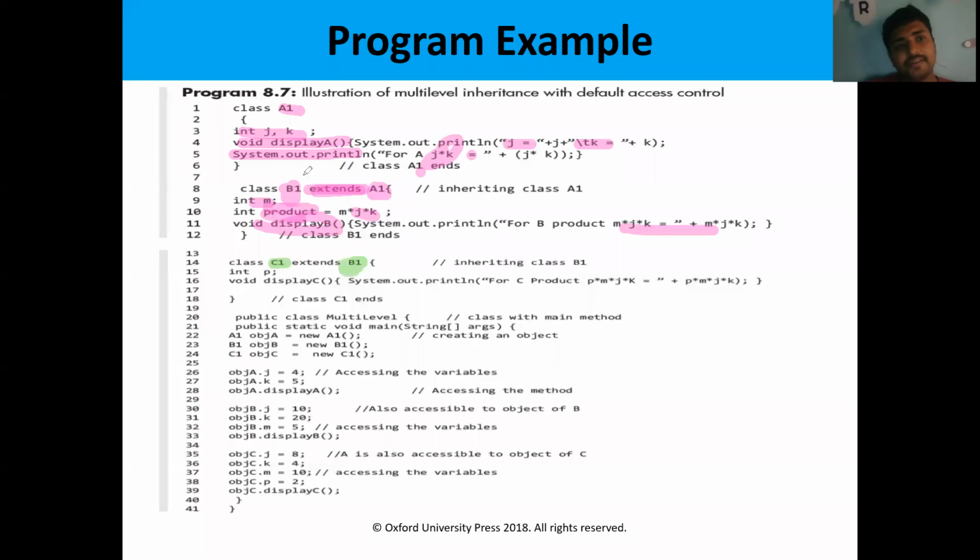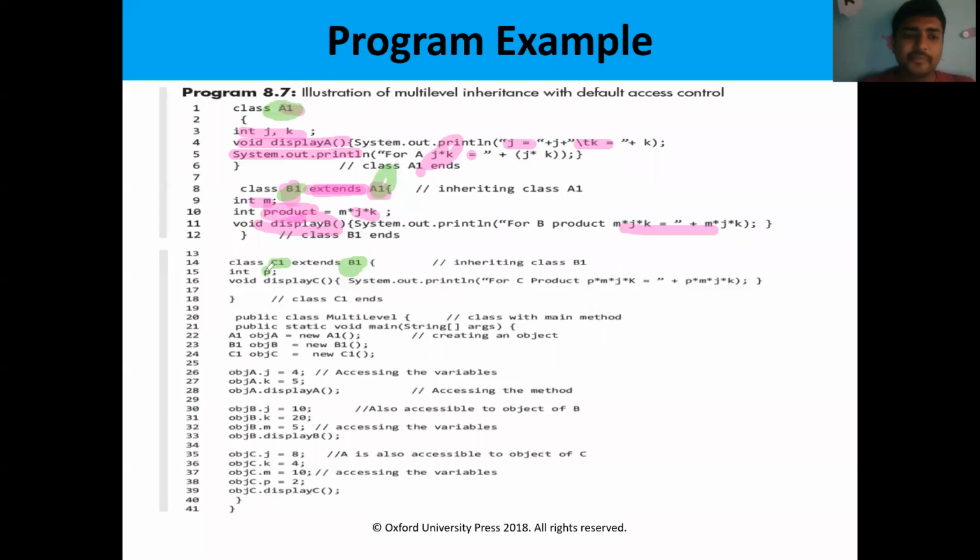That means here A1 is the superclass. For creating B1, B1 is the subclass, A1 is the superclass. While coming to C1, C1 is the subclass, and here B1 is the superclass. So this type of inheritance is called multi-level inheritance.